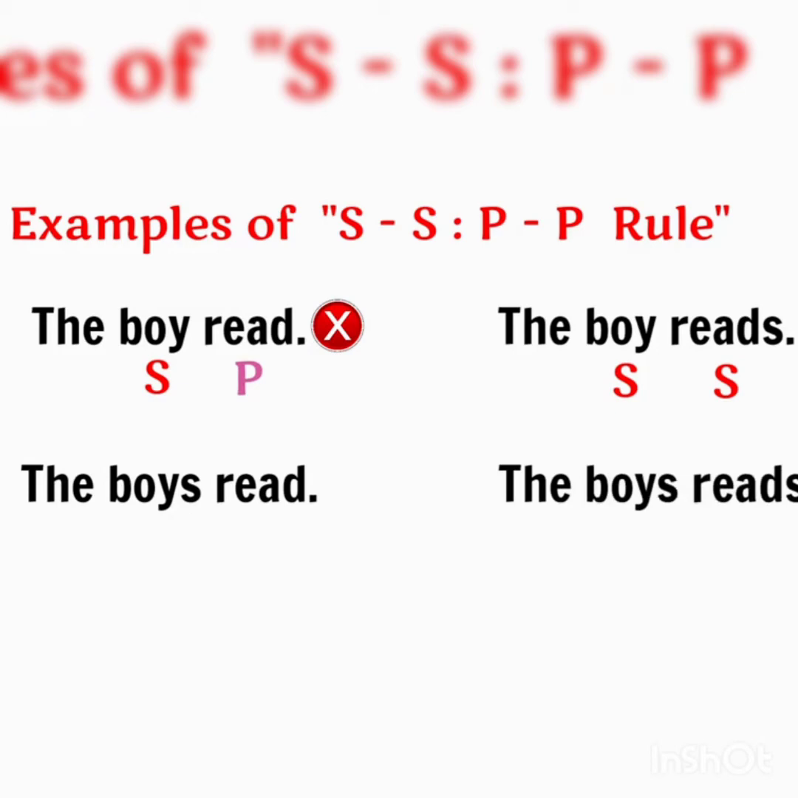Now we have clearly seen that our subject, the boy, is singular. So our verb must be singular. So it should be reads. So the correct sentence is the boy reads. Now look at the second example. The boys read. The boys reads. It is for you. Tell me which one is correct and which one is wrong.